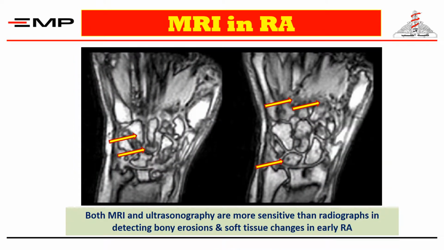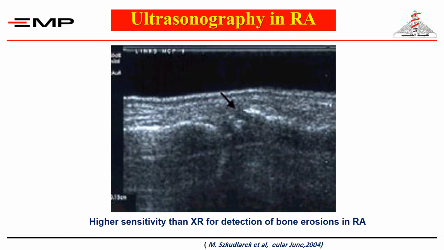Here, MRI in rheumatoid arthritis is of great interest and great advances by using the MRI in the small joints of the hands, because it is more sensitive to detect early bone erosions and soft tissue changes in early rheumatoid arthritis, and also by the ultrasound technique, because it shows higher sensitivity than the conventional X-ray for detection of bone erosions and soft tissue changes.